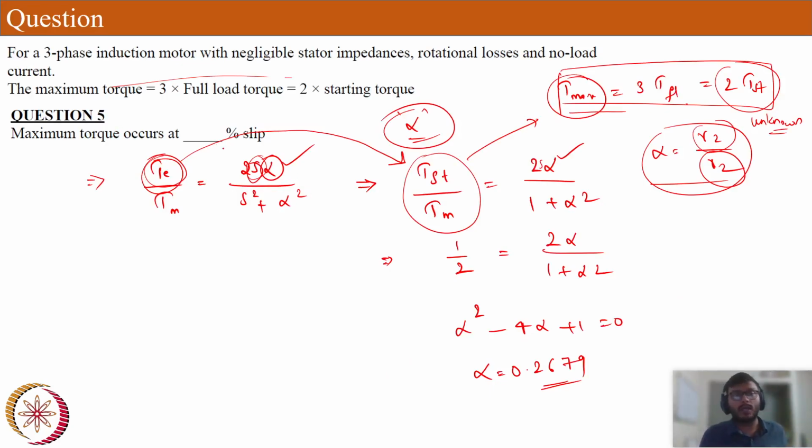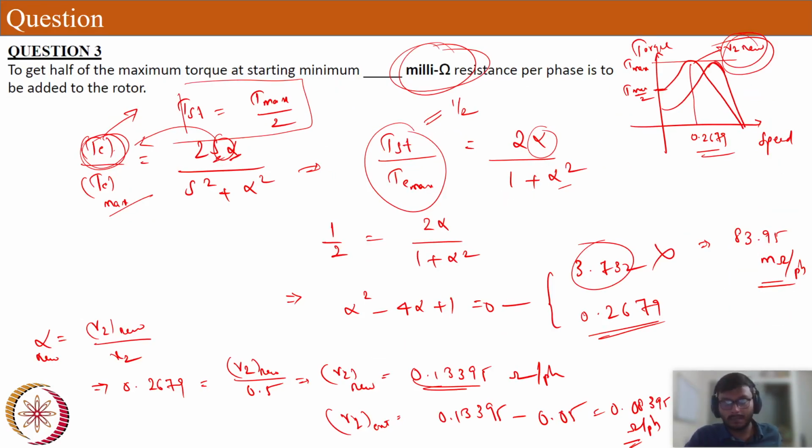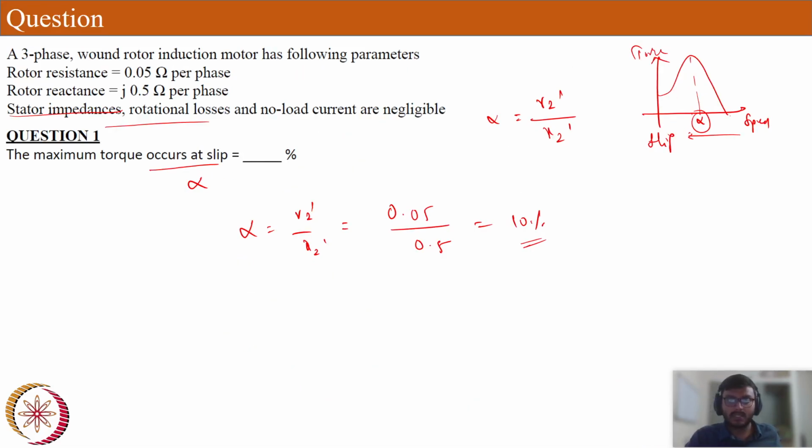Always make sure what the units are in the question. Here also, maximum torque is at the dash percentage slip, so the percentage slip will be 26.79 percent. Same way, please make sure what kind of units they are asking for in the question. Here it is milliohms per phase, that is ohms per phase, and this is the percentage, 10 percent.